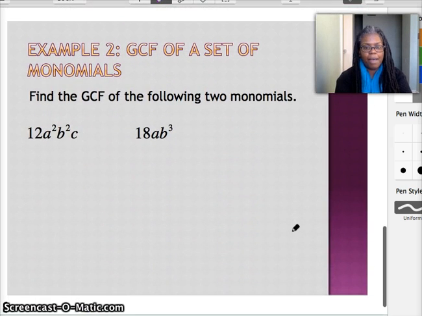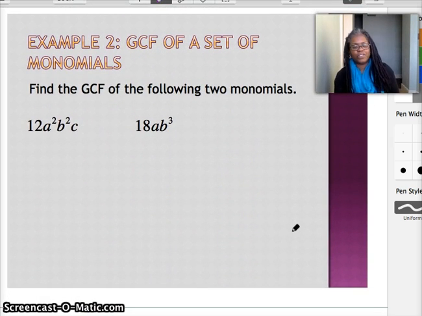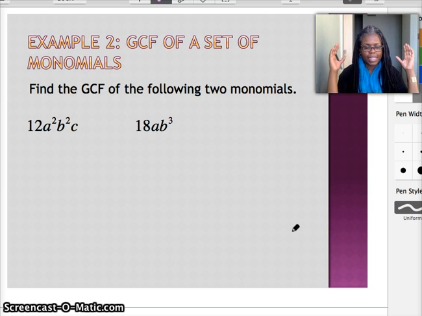Here we're going to talk about finding the greatest common factor of a set of monomials. So we're going to find the GCF. What we need to do is have a mental picture of what the factors are. But instead of doing it the way we did when we found all the factors of 15 and 12, what we're going to do is actually see what the number is made of. I do want you to pay attention to this.